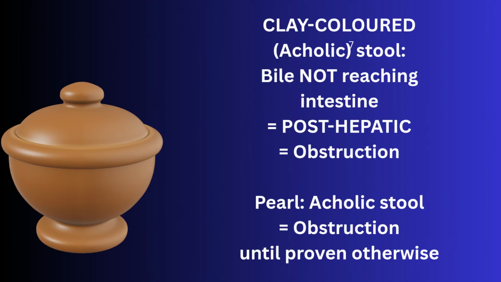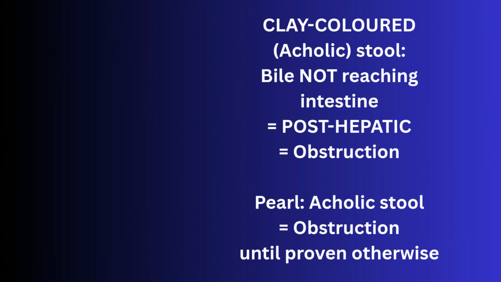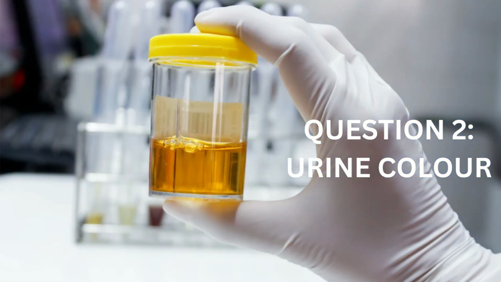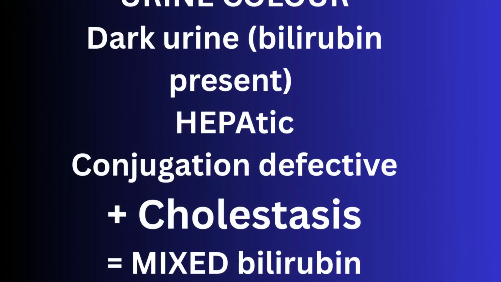But clay-colored, pale or acholic stool means bile is not reaching the intestine. That's post-hepatic obstruction. Acholic stool means obstruction until proven otherwise. Question number 2. Urine color. Dark urine with normal colored stool means conjugated bilirubin is being excreted in urine. This points to hepatic or post-hepatic causes.